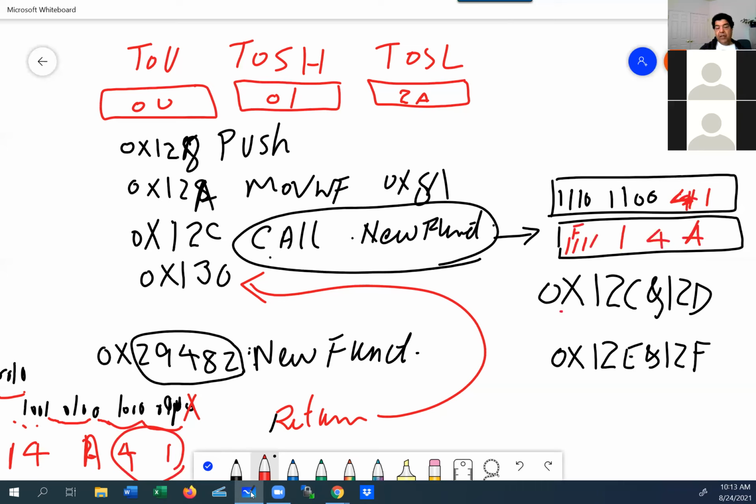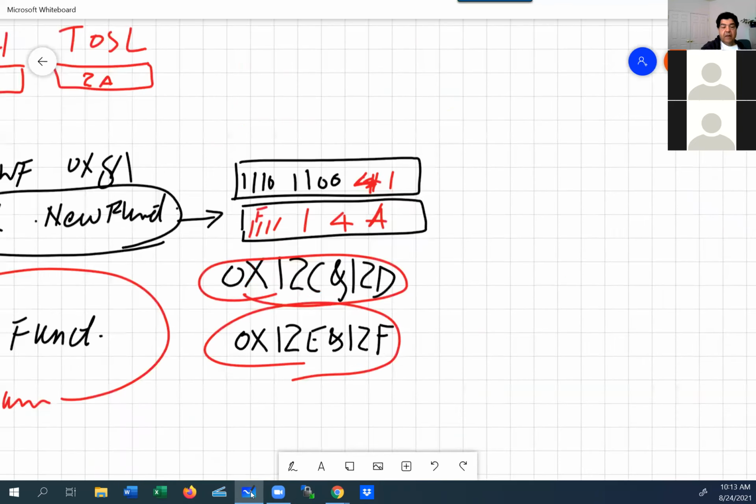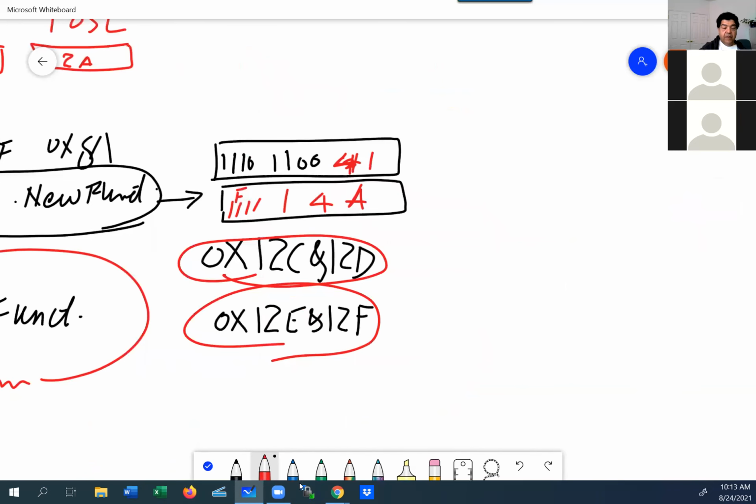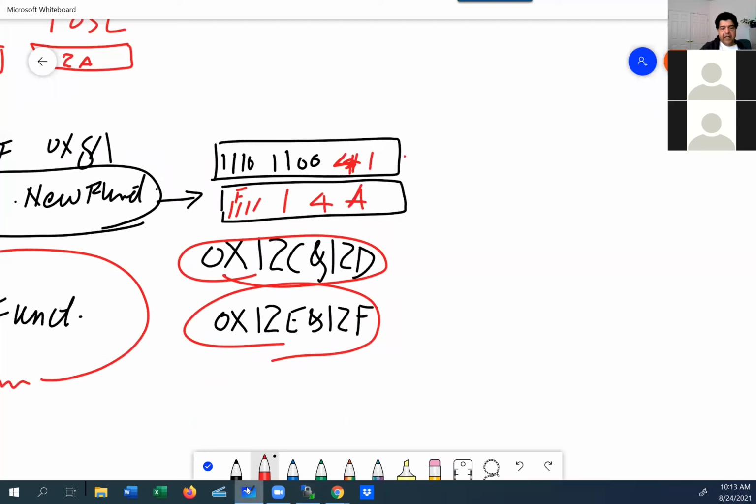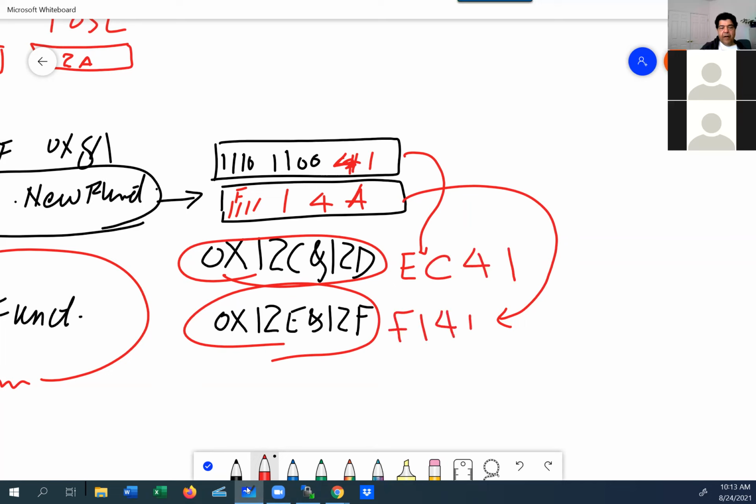So when they ask you what is in this location, which is the first word, and what's in this location, you write okay. And so the answer is that this will go in here, and this one goes in here. So you have EC41 in here, and F14A in here. Does that make sense? Any questions?